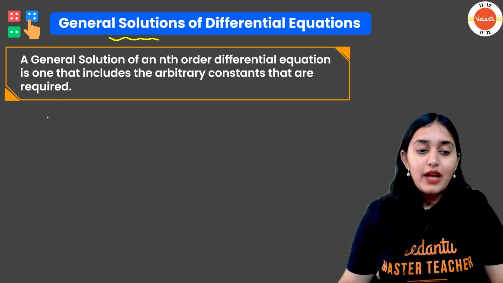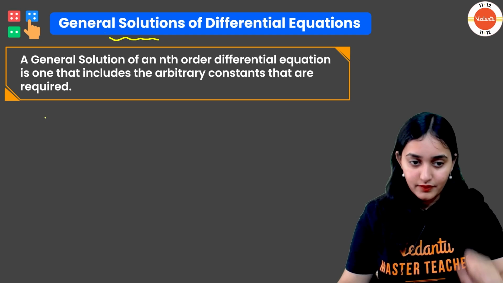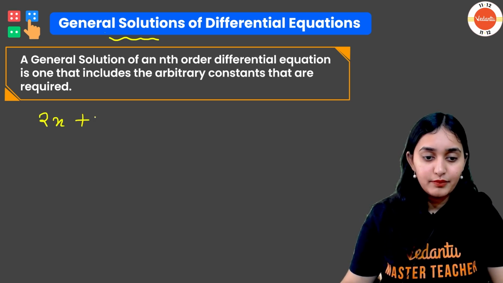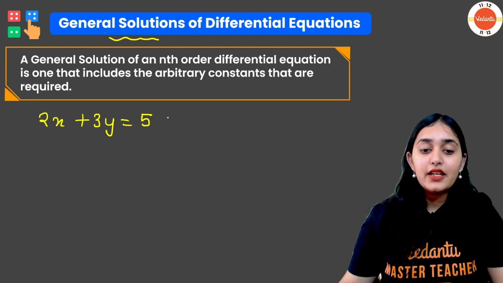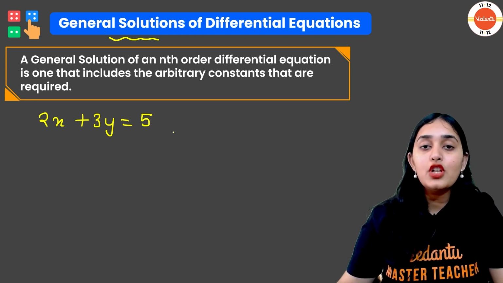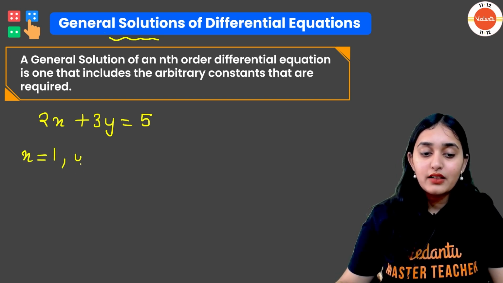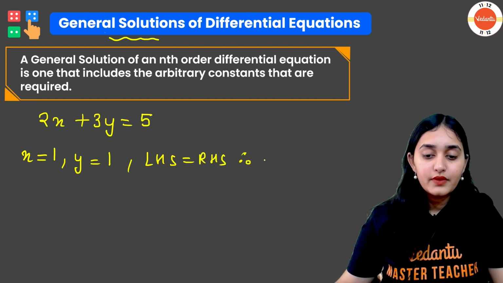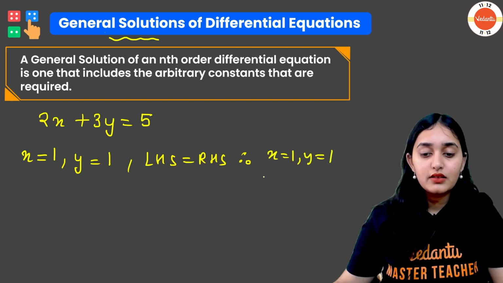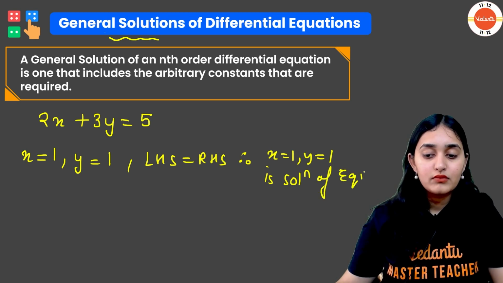Suppose you have a normal equation like 2x plus 3y is equal to 5. Now, if I ask you, what is the solution of this equation? So, you will say, if I put x is equal to 1, y is equal to 1, the left hand side becomes equal to the right hand side. Therefore, x is equal to 1, y is equal to 1 is a solution of the equation, right?